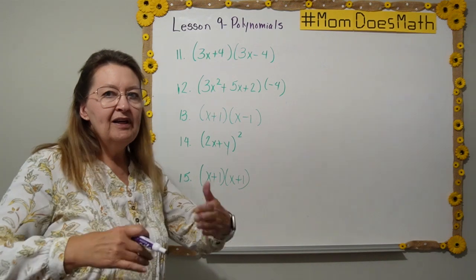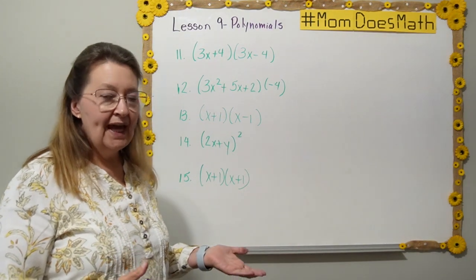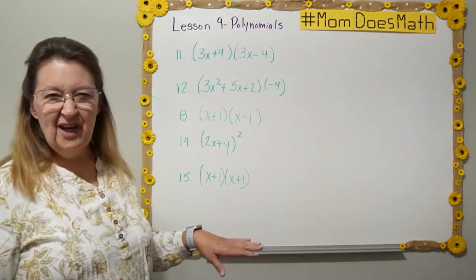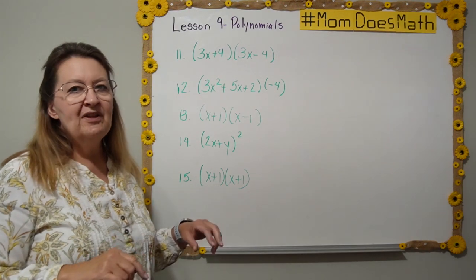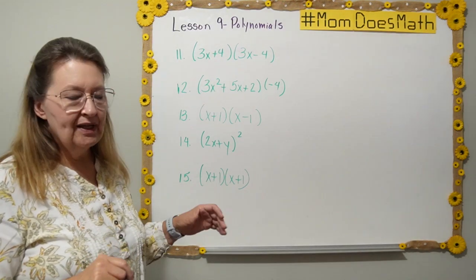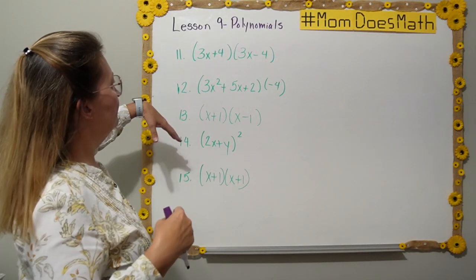Okay, so you're probably pretty good at getting the hang of it now, and what you're running into is maybe some careless mistakes or maybe some of those odd things, the weird things. So let's look at numbers 11 through 15.